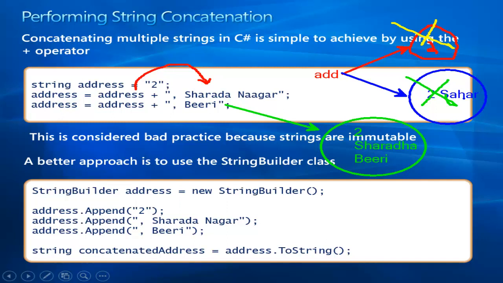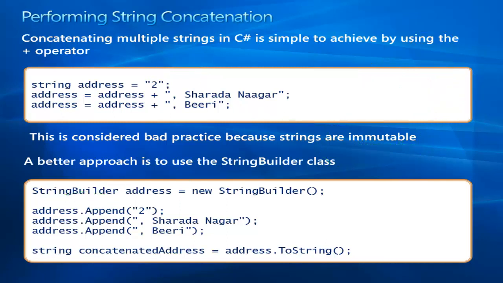Now if you don't want to do that, if you want to concatenate within the same allocation, then you have a class called StringBuilder. StringBuilder will allow you to manipulate the existing object itself. But it will not behave like a string. Whenever you want to concatenate or do something with the string, do it in a StringBuilder, and then ask the StringBuilder to convert the final output into a string. So let's look at how it is being done. We create an object of type StringBuilder, and then we say append Sharada Nagar to it, append Biri to this.